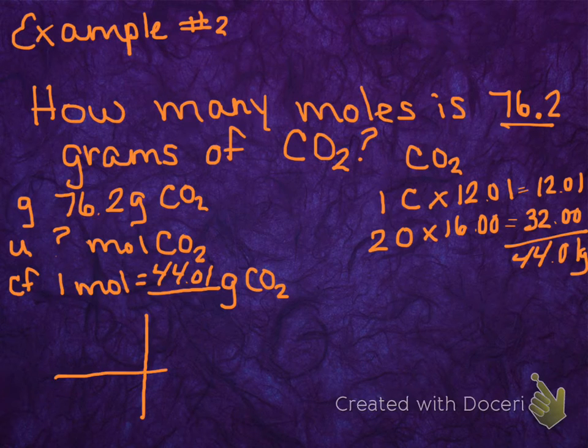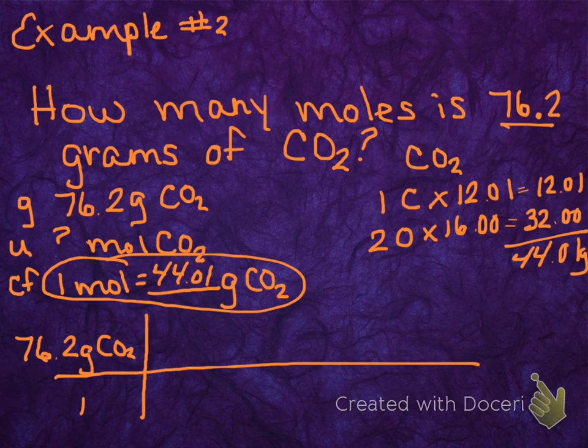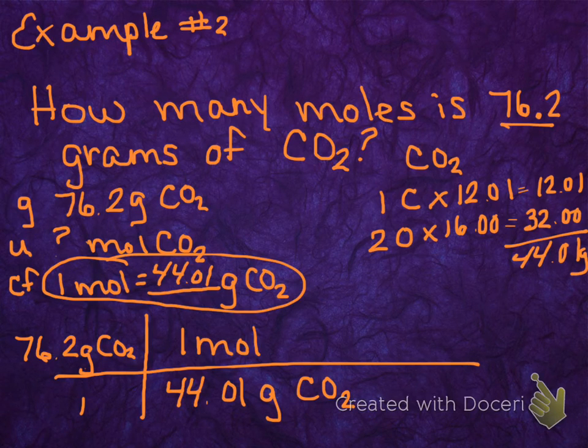The next thing, once we've got the molar mass, we can set up our truth table, put our given on top, 76.2 grams of carbon dioxide. Then we want to use our conversion factor. We've got to make sure we plug it in right. Since grams are on top, we want grams to go on the bottom. So 44.01 grams of carbon dioxide is equal to 1 mole of carbon dioxide.